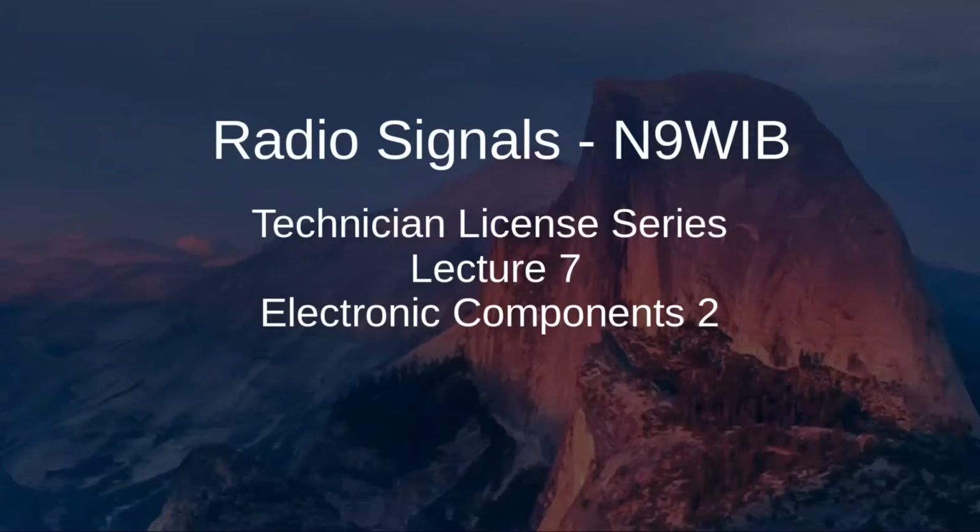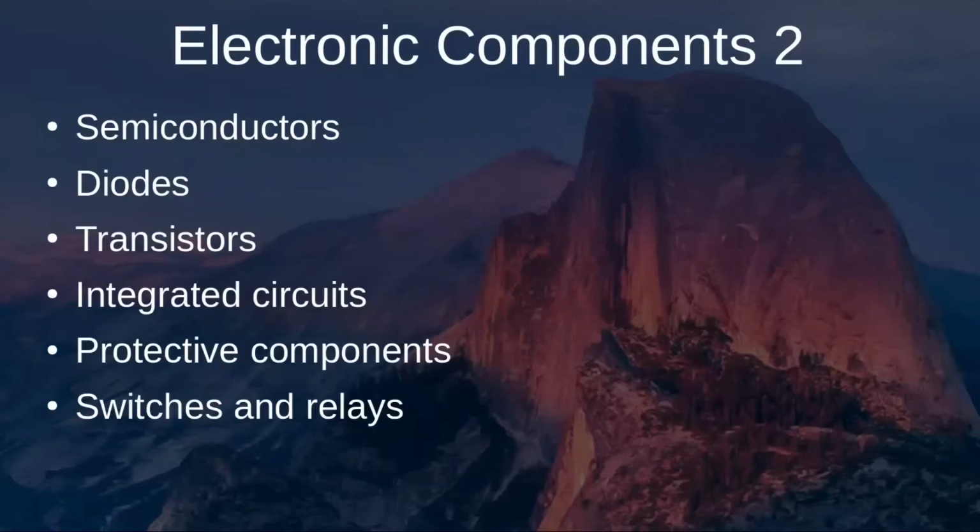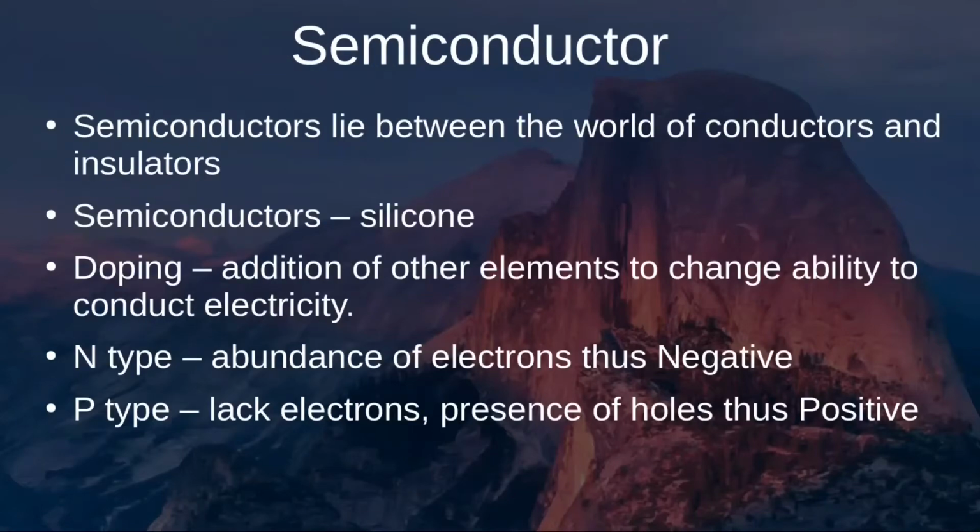This is the Technician License Series, lecture number 7, and today we will complete the Electronic Components 2 lecture. During this presentation, we're going to review semiconductors, diodes, transistors, integrated circuits, review some protective components such as fuses and circuit breakers, and finally end with explanation and representation of different switches and relays.